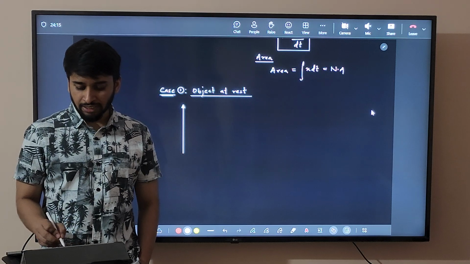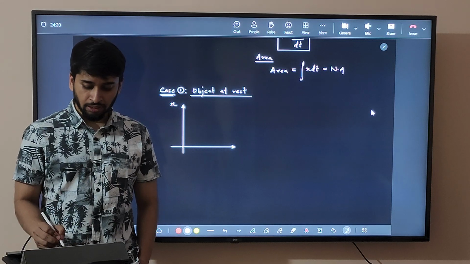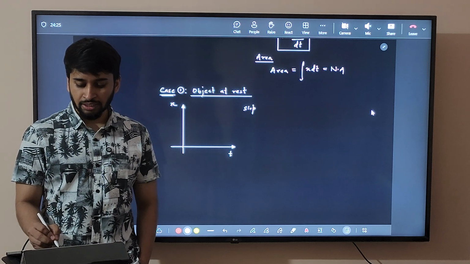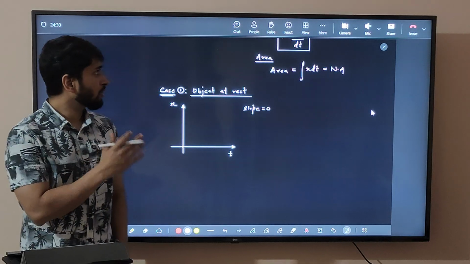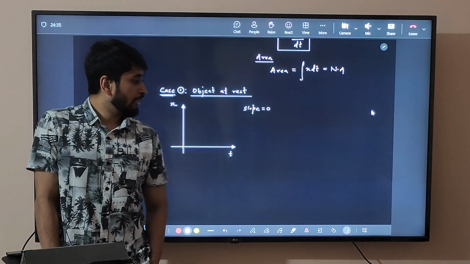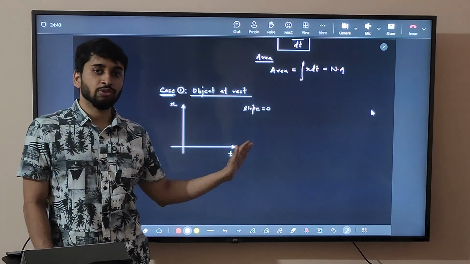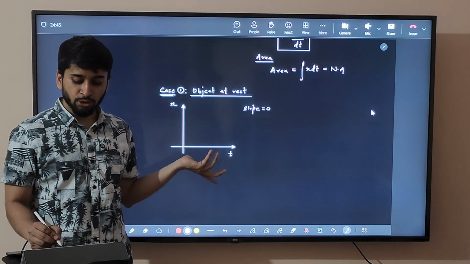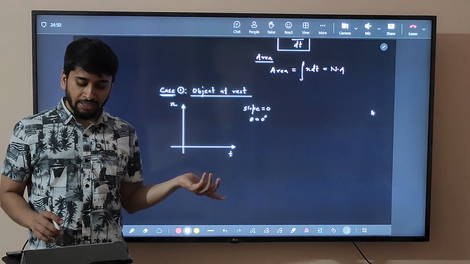Simple thing, if an object is at rest, suppose this is your x and this is your t. Then the slope should be 0. Now when will the slope of any line be 0? Slope is 0 when the angle that the graph makes with the x-axis, or in this case the time axis, is 0. So tan theta is 0 means theta should be 0 degrees at all instants. So the object is at rest.